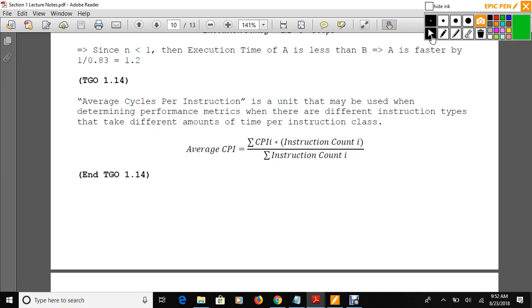Yes? So this is saying that, like, for different types of instructions, there will be different average CPIs? Yes. Okay. Yep. The next example question will put that into more clarity. But yes, you are correct.